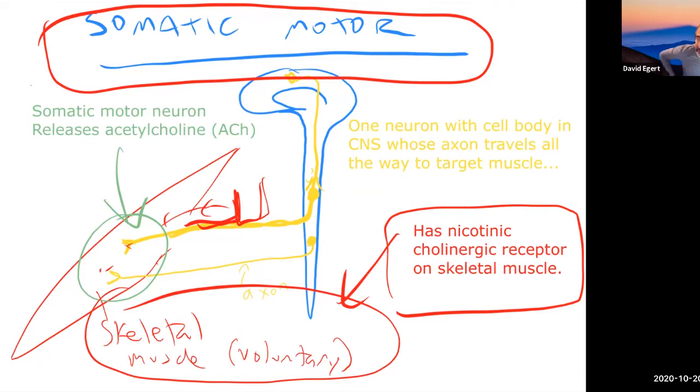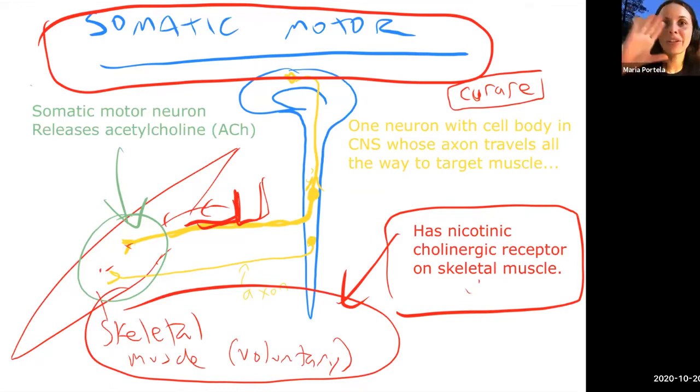So that nicotinic receptor can be blocked by curare. You've probably heard of curare. It's like what they used on poison darts and stuff. This is an antagonist at this receptor. It blocks it. So what would be the effect of giving somebody curare? Muscle paralysis. Exactly, yeah.